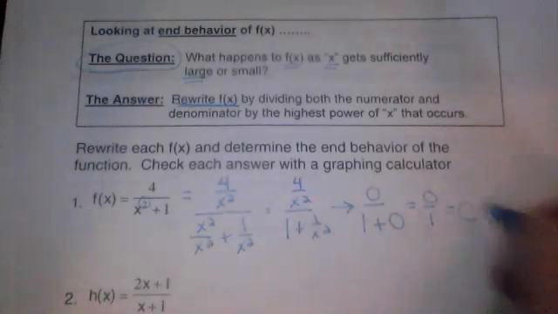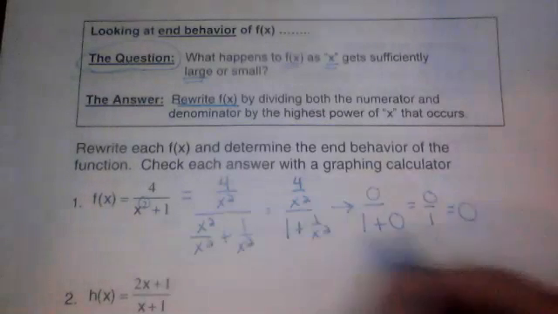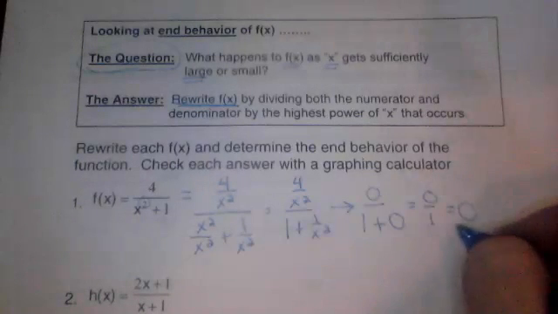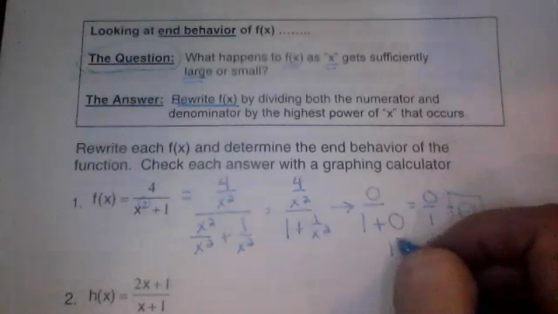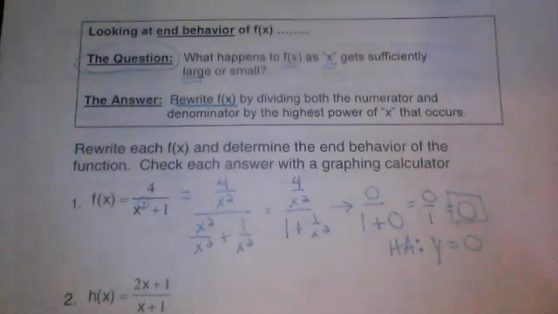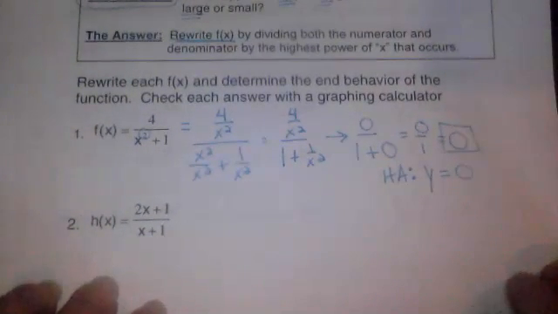And 0 divided by 1 is 0. It turns out that because we're putting big values in for x, we're seeing that y is getting close to 0, or there's a horizontal asymptote at y equals 0. All right. So we're going to do that with each of these examples.